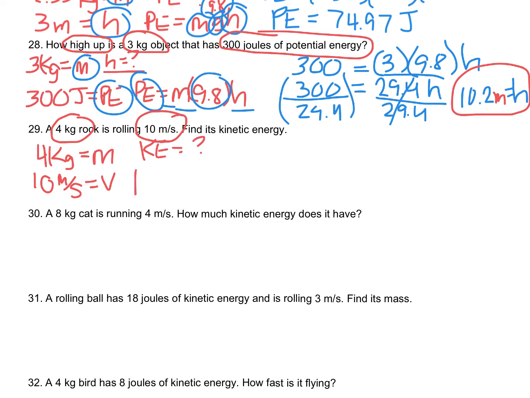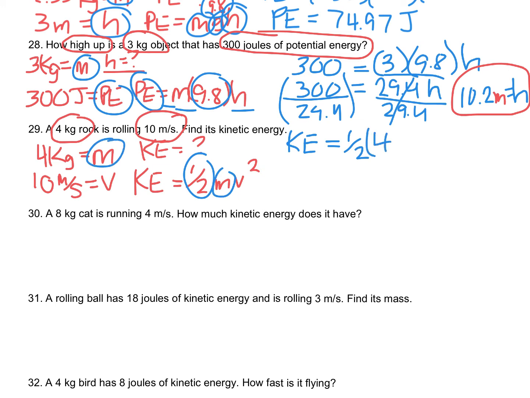Now, if you look at the top of your page, remember the kinetic energy equation is 1/2 times mass times velocity squared. Okay, let's plug that into our equation and solve for our problem, which we're looking for kinetic energy. So kinetic energy is what we're solving for, so we leave that as a variable. First, we put in 1/2 into the equation. Next, we put in the mass. The mass is going to be 4 kilograms. And finally, we're going to do the velocity squared. So the velocity is 10, and we'll do 10 squared.